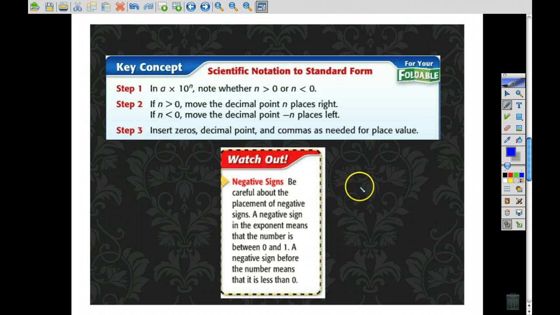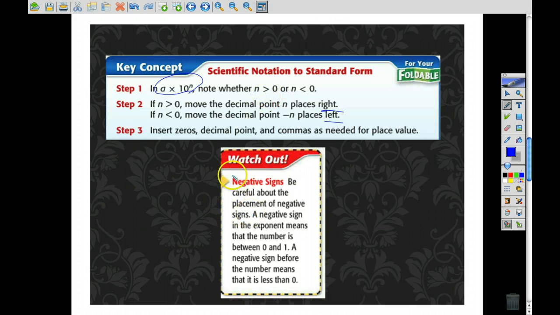Okay, welcome back. So, key concept, scientific notation to standard form. Okay, so we're going the other way around. So if you have something in scientific notation, step 1, note whether n is greater than 0 or less than 0. Okay. So if it's greater than 0, move the decimal point to the right. If it's less than 0, move the decimal point to the left. Insert zeros, decimal point, and commas as needed for place value. So it's really just going the other way around.